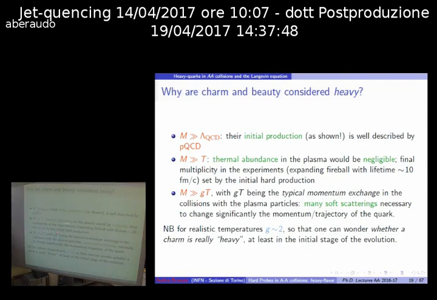So the thermal abundance in the plasma would be negligible, and the final multiplicity measured in the experiments, in which I have an expanding fireball with a limited lifetime, is entirely set by the initial hard production. At least this is what we expect.